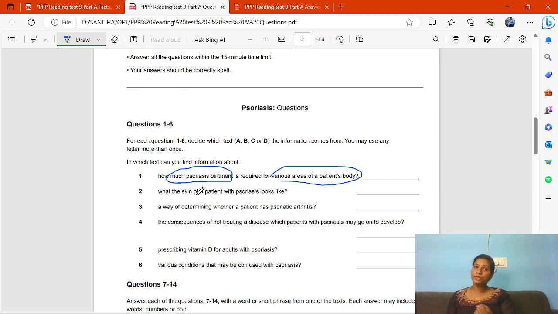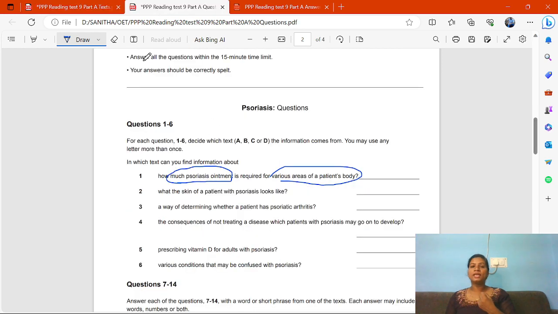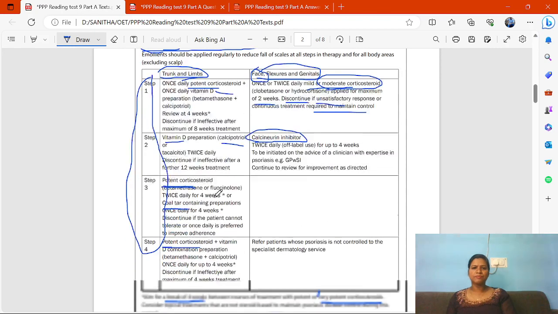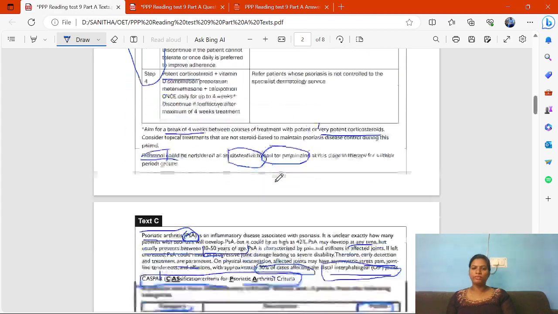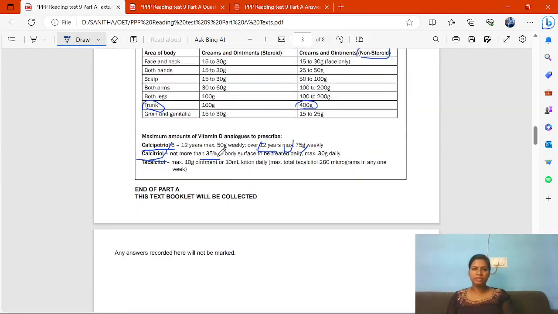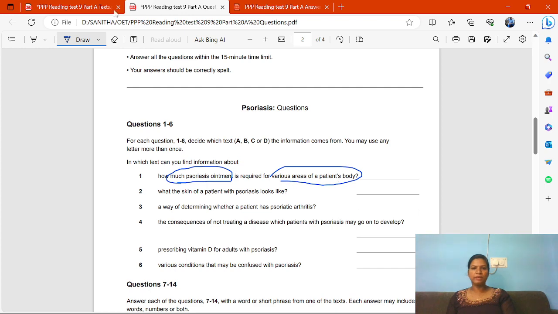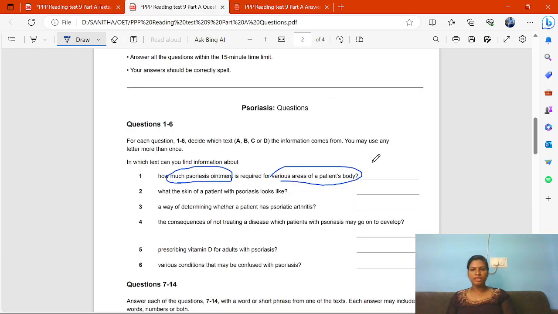So first you go to B. What is the question? How much psoriasis ointment, how much amount? But here it is not saying how much we have to apply. It is not anywhere, not saying any amount. So come to D. See here, it is saying how much we have to apply, again for the areas of the patient's body. These are the areas. So what is the answer here? D. Are you getting my point?